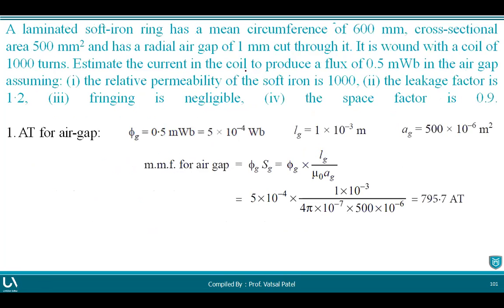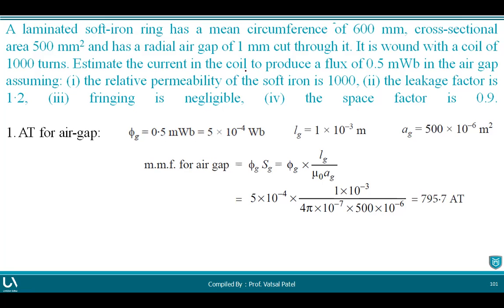Okay. Now this is another example. In this example, you can see a laminated soft iron ring having a mean circumference of 600 mm. So the length is given to you directly for the soft iron ring material. The cross sectional area given here is 500 mm square. It has a radial air gap of 1 mm cut. It is wound with a coil of 1000 turns.